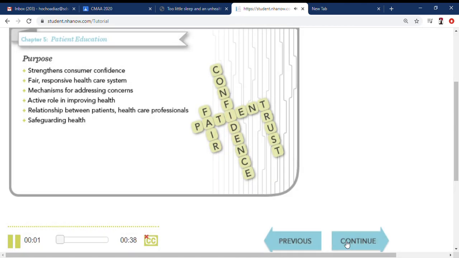The document strengthens consumer confidence by making sure that the healthcare system is fair and responsible to consumers' needs, provides them with credible, effective mechanisms for addressing their concerns, and encourages them to take an active role in improving their health. It reaffirms the importance of a strong relationship between patients and their healthcare professionals. The Patient's Bill of Rights also reaffirms the critical role consumers play in safeguarding their health by establishing rights and responsibilities for all participants in improving their health.